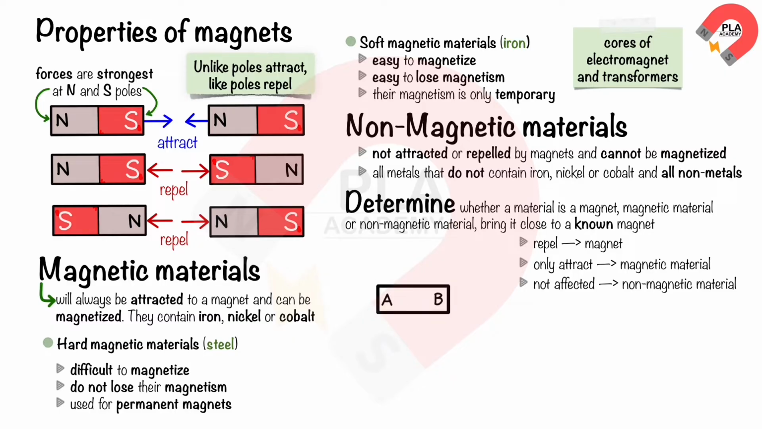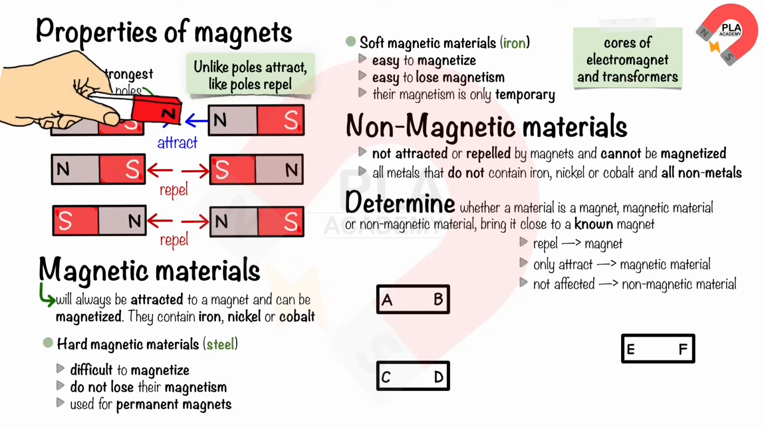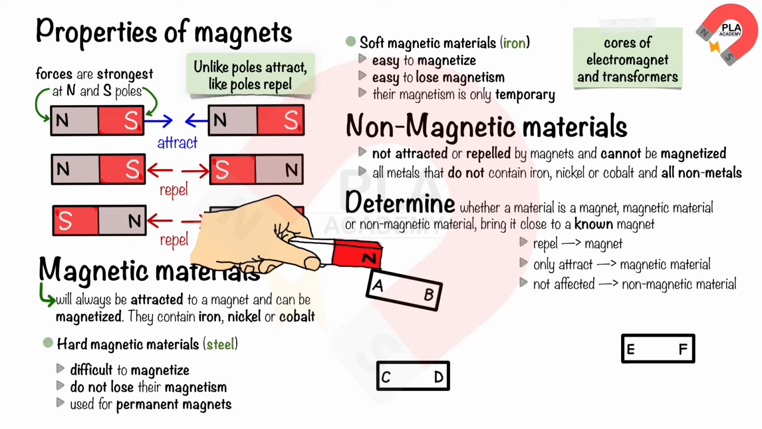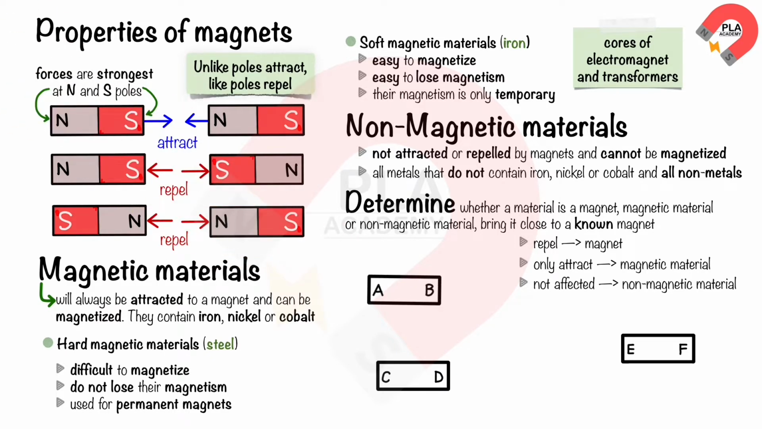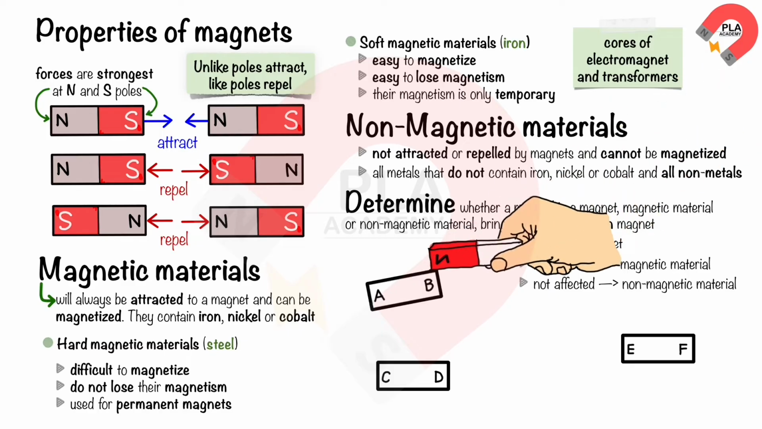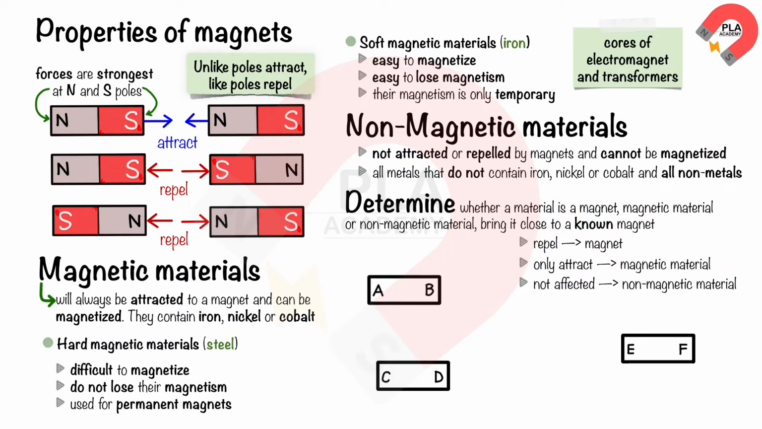For example, there are three unknown metal bars and a known magnet. When a north pole is brought near the end A, they attract each other. Then the north pole of the known magnet is brought near the end B, and they attract each other again. This shows that bar AB is a magnetic material.